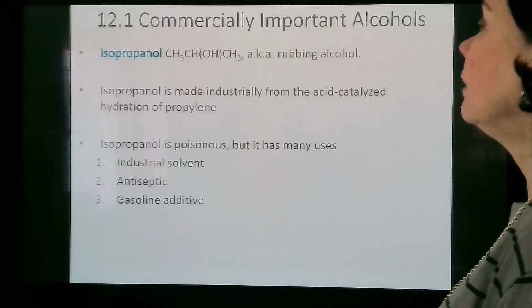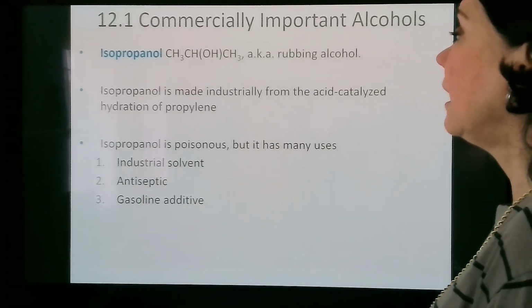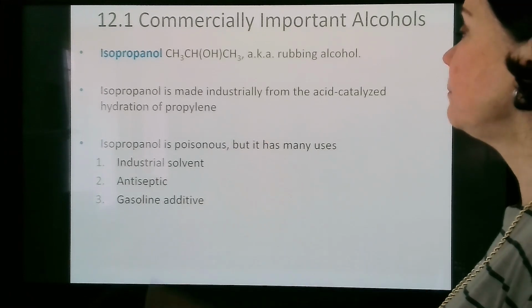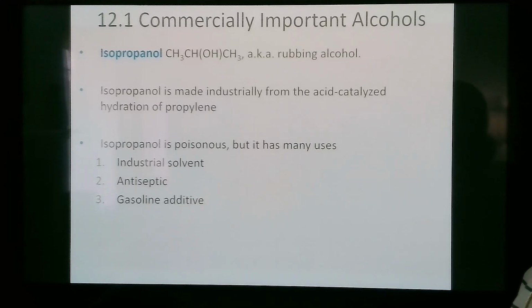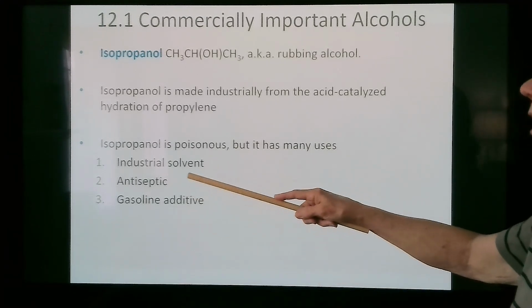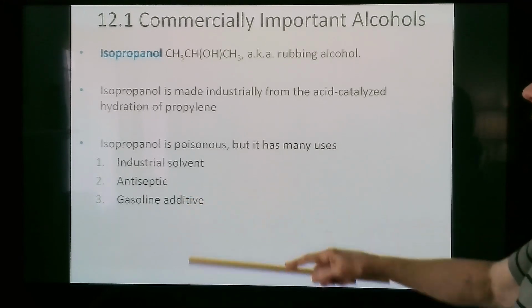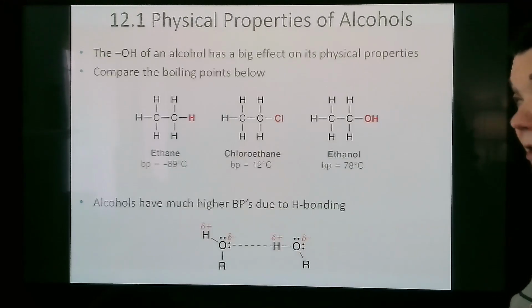Isopropanol, rubbing alcohol. Isopropanol is made industrially from the acid-catalyzed hydration of propylene. It's poisonous, but it has many uses as an industrial solvent, as an antiseptic, and as a gasoline additive.